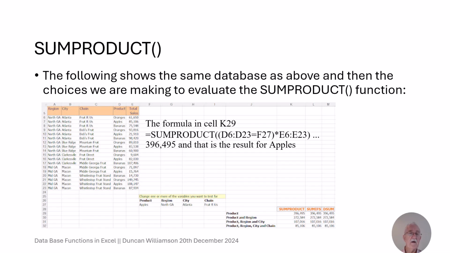Now, I'm not explaining these in full, but I'm giving you the answer there. I'm showing you everything. There's a database again. There's a criteria table, which we don't need for sum product. And here's the sum product formula in cell K29, where I'm asking it simply to choose the product and tell me the answer, the sum of the product for apples.